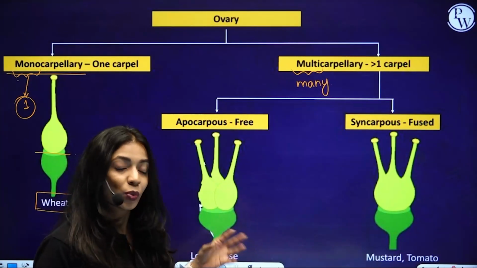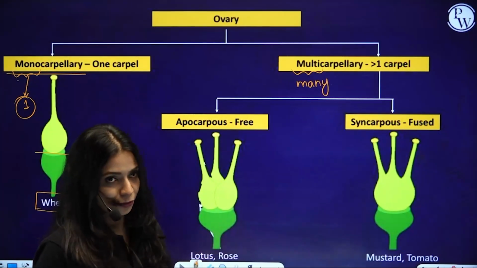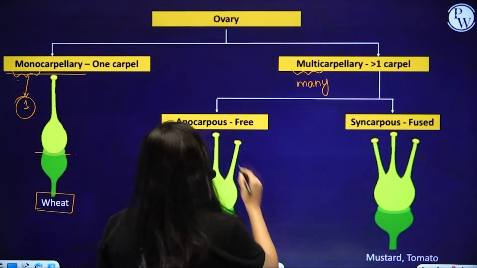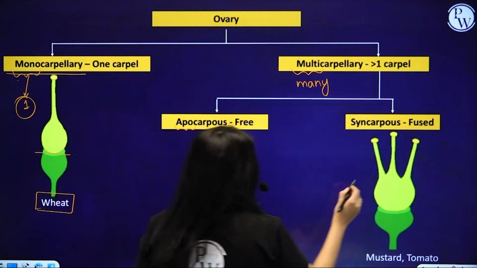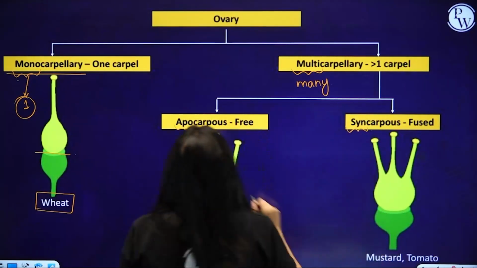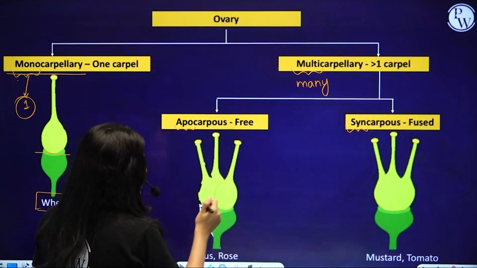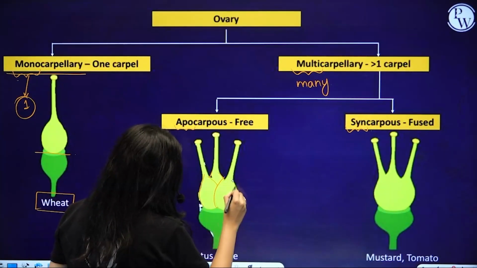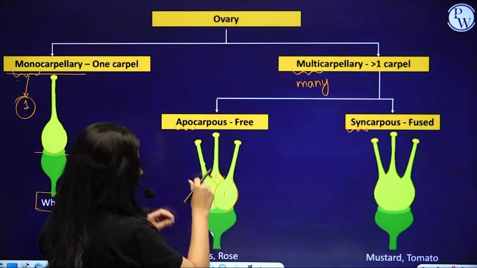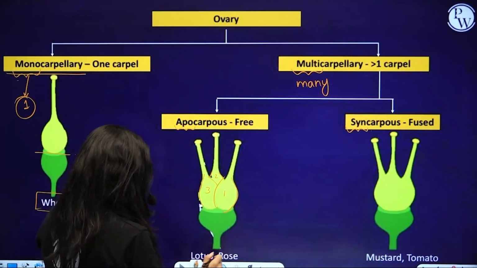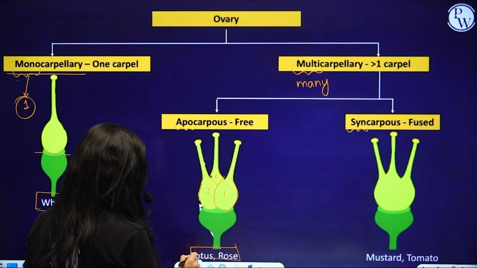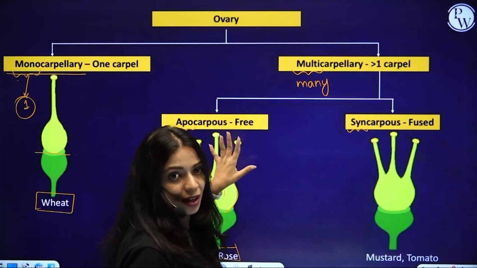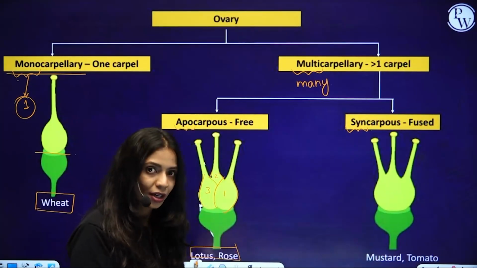Now, depending upon whether the carpels are fused or whether they are free, you can further categorize the multicarpellary condition into apocarpous and syncarpous. In apocarpous, you can see that the carpels, here 3 are represented, 1, 2, 3, are free, they are not fused. This can be observed in lotus and rose.